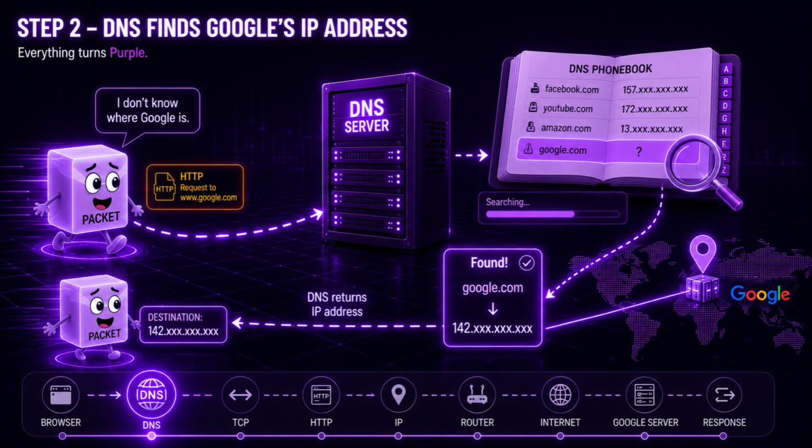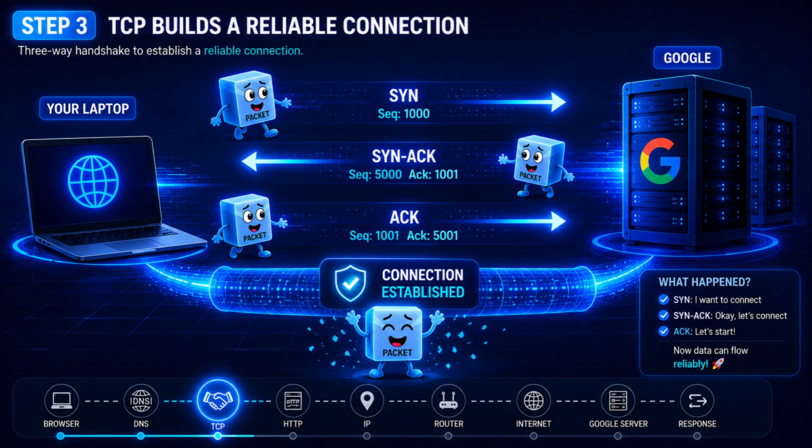But simply knowing the destination isn't enough. Before sending any data, both computers must establish a reliable connection. Imagine calling someone on the phone. Before you start talking, both people first confirm that they are connected. TCP works in a very similar way. It establishes a reliable connection using the famous three-way handshake.